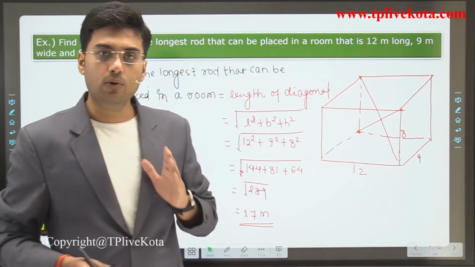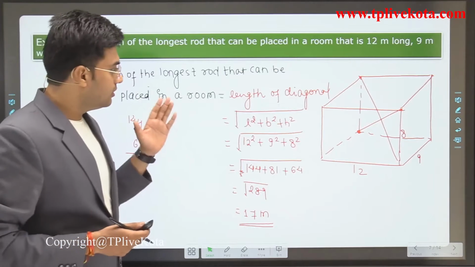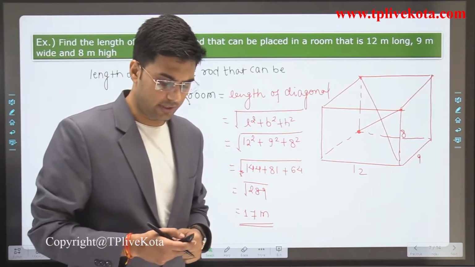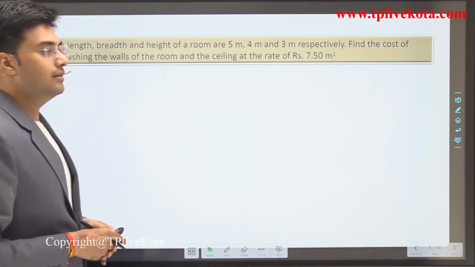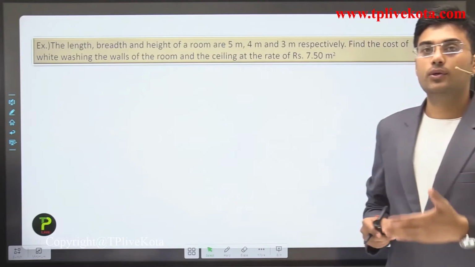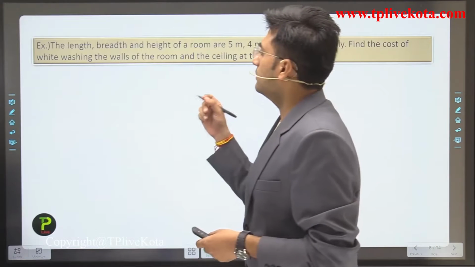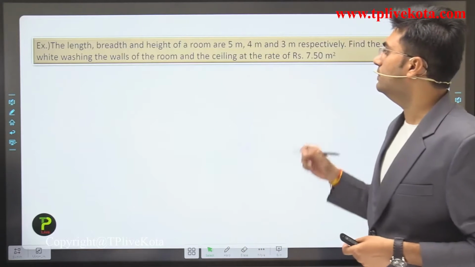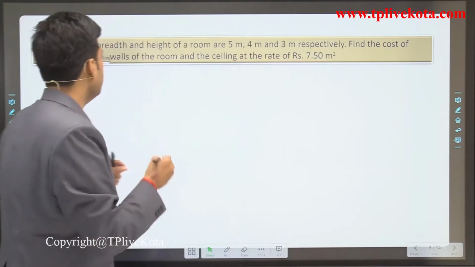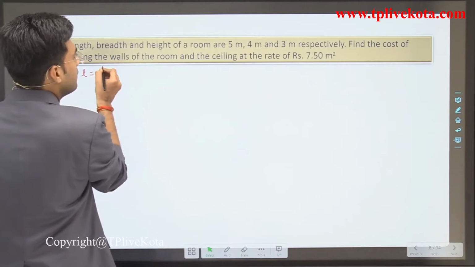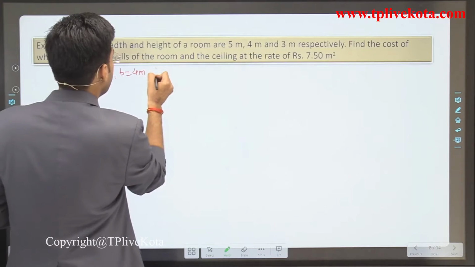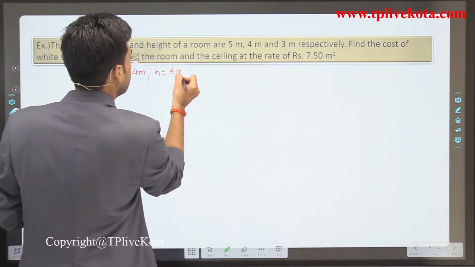So students, I hope you understand these types of questions. So now after this question, let's move to the next question, and this is also based on the surface area of a cuboid. Here the length, breadth and height of the room are 5 meter, 4 meter and 3 meter respectively. Here the length is 5 meter, breadth is 4 meter and the height is 3 meter respectively.